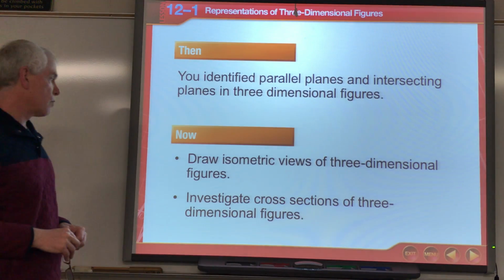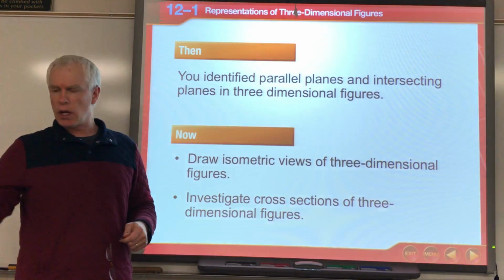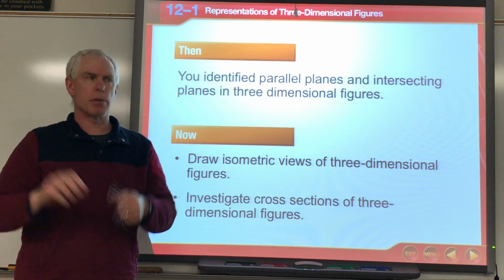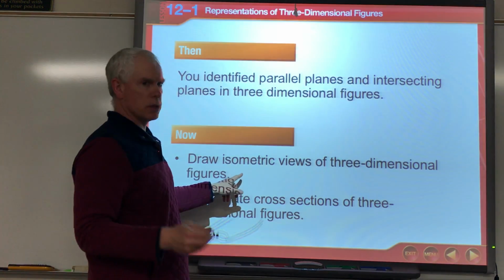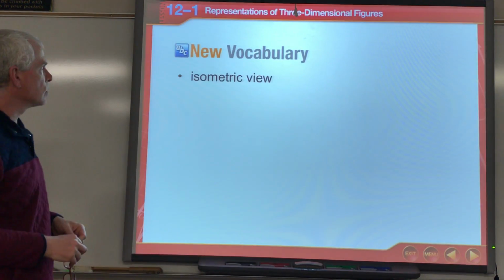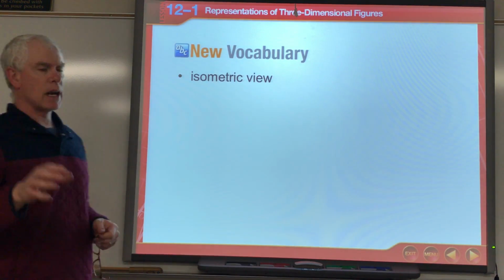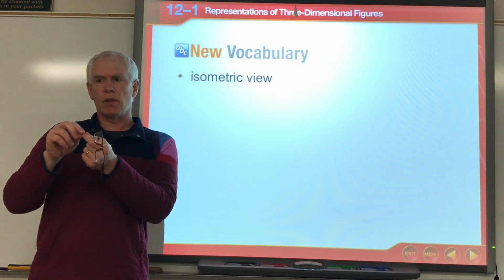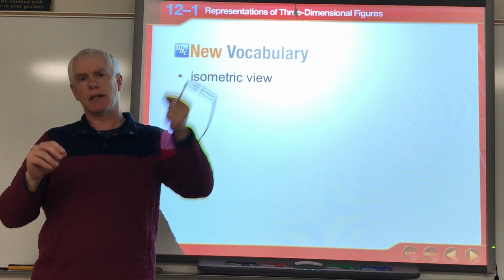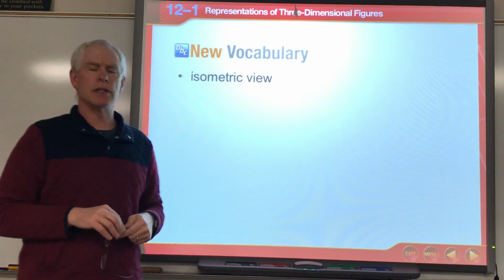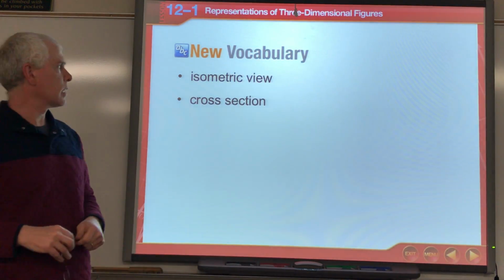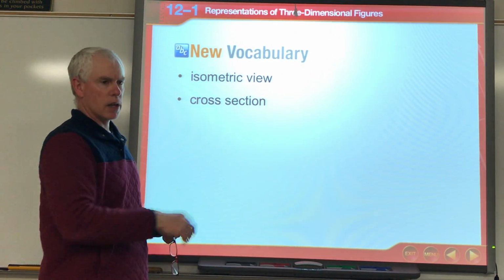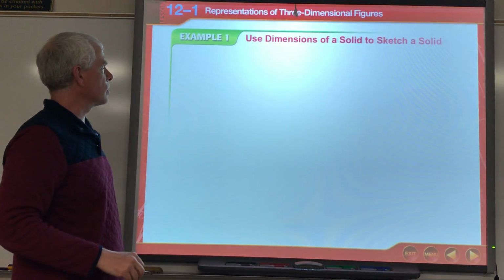Investigate cross sections of three-dimensional figures. So if I were to cut across it and then look at that shape, is it a triangle, is it a rectangle? It depends upon the shape we start with, of course, but that's what I'm getting at. So isometric view, you're going to have dot paper. Your angles come away at I think 30 degrees to get isometric views from that, and we'll see that in a second. So cross sections, you're cutting across a figure and then seeing what kind of shape it takes on.